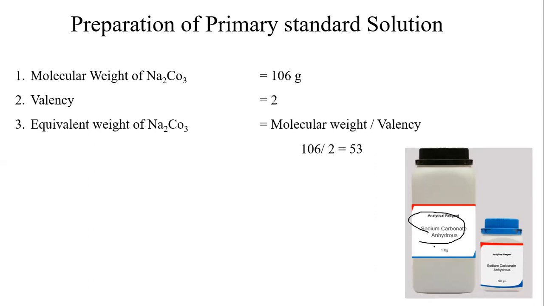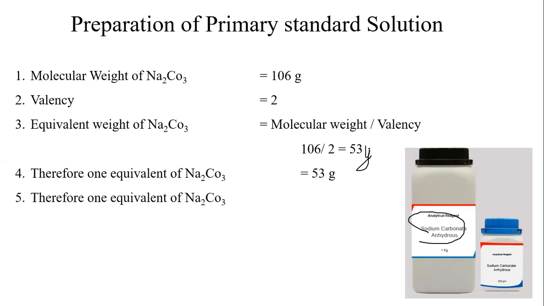Equivalent weight of sodium carbonate is molecular weight divided by the valency. We know the molecular weight is 106 grams and the valence is 2. So 106 by 2 is equal to 53. That means we have to take 53 grams. Therefore, 1 equivalent weight of sodium carbonate is equal to 53 grams. How much do we need for a 1 normal solution? We have to dissolve 53 grams in 1 liter. We will get a 1 normal solution.